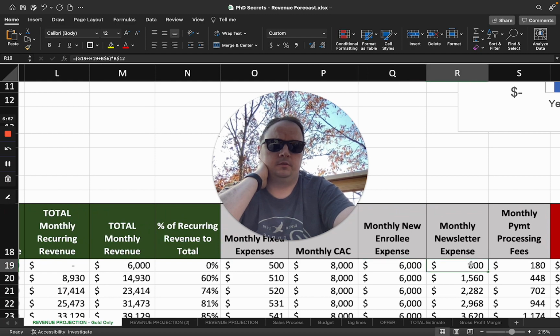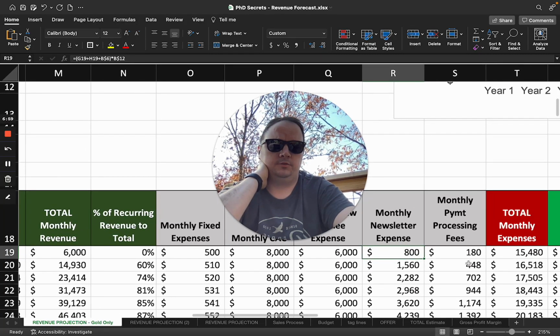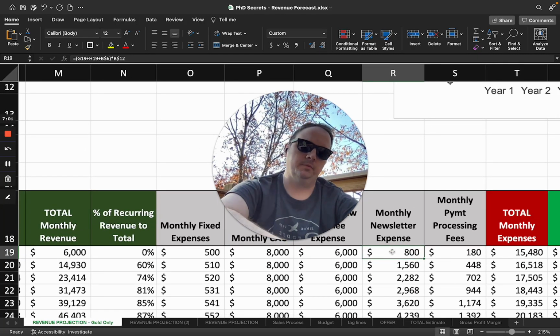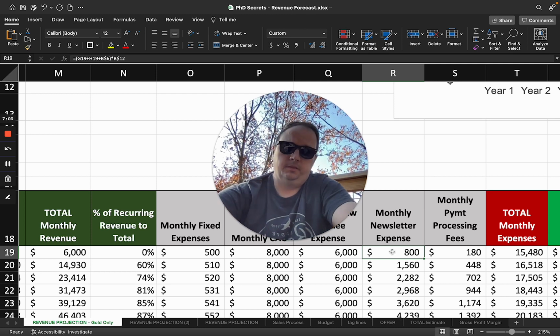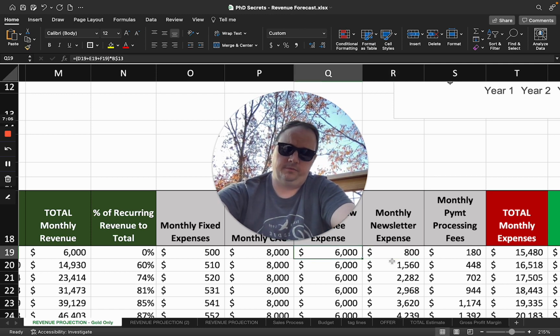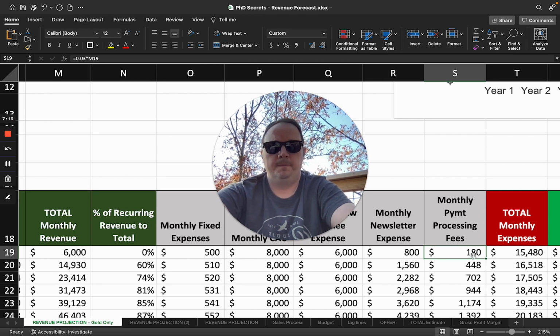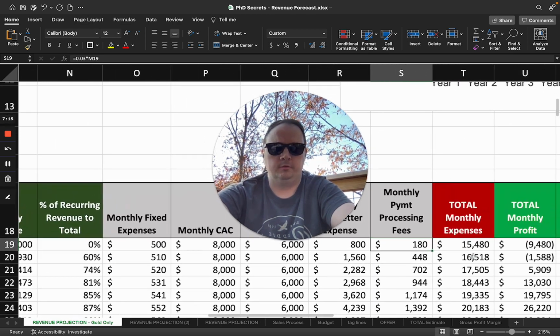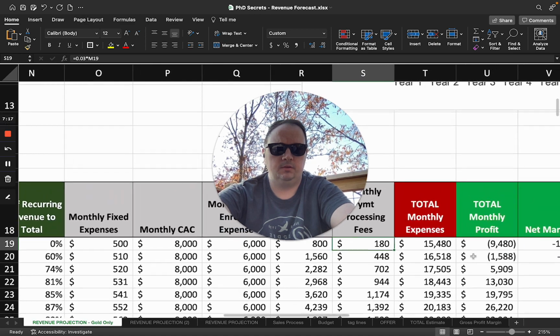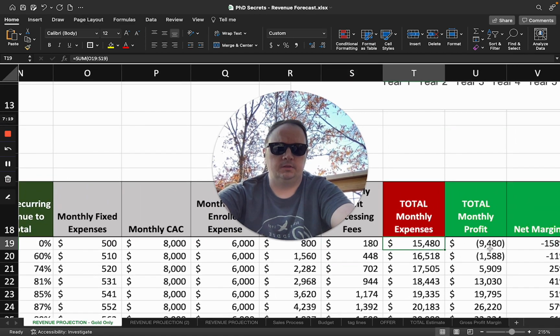Monthly newsletter expense, $800, which actually I guess in the first month it wouldn't be $800, because the first month the only thing I'm sending to people is that upfront first month's package, but anyway, that's fine. And then payment processing fees, again, I'm assuming 3% of all the revenue is going to be paid in fees. So you got your total expenses, and then you got your total profit.